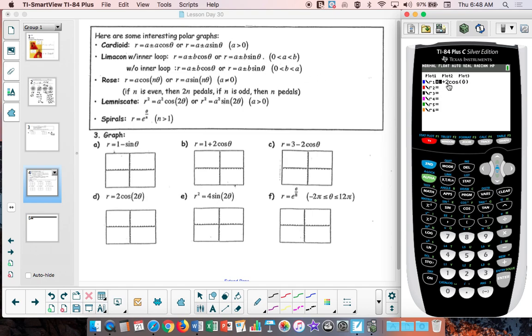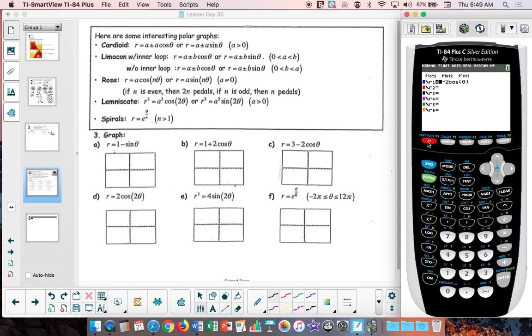the coefficient of cosine is bigger than the constant. In those cases, you're going to have that. In the next case, 3 minus 2 cosine theta, A is bigger than B, so we're not going to have that inner loop. And again, it kind of looks like a cardioid. It's slightly different, mostly by the steepness of it. It's a little less circular than the others.